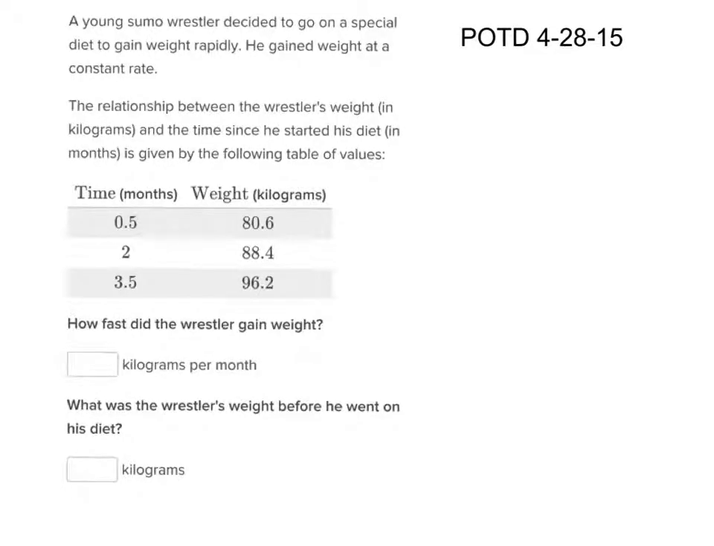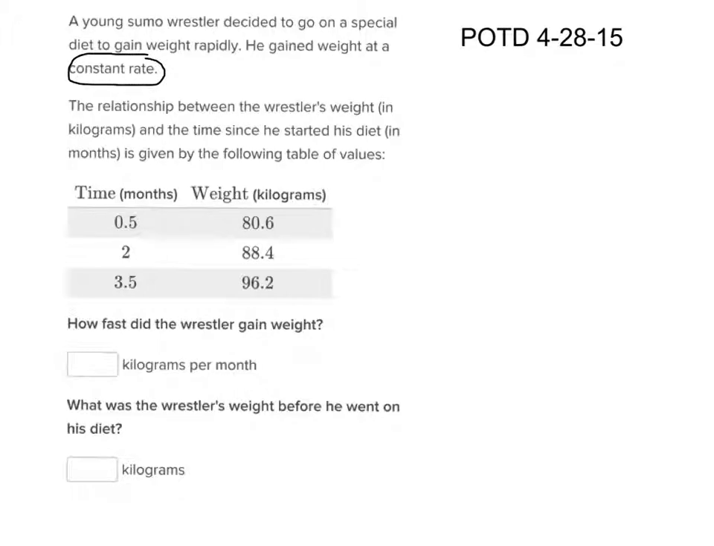Let's go through this question together. A young sumo wrestler decided to go on a special diet and gain weight rapidly. You don't usually hear about people going on diets and trying to gain weight. But if you've seen sumo wrestlers, they're not skinny, are they? Okay? He gained weight at a constant rate.